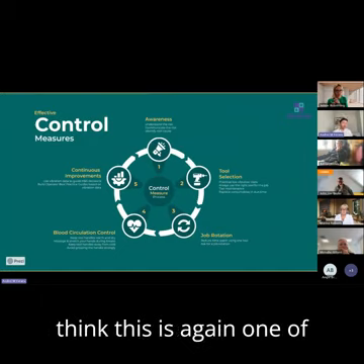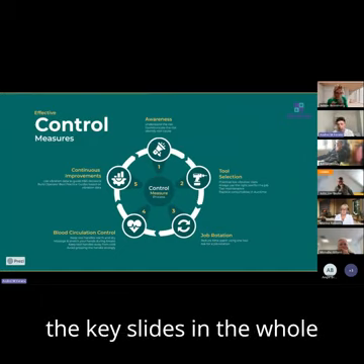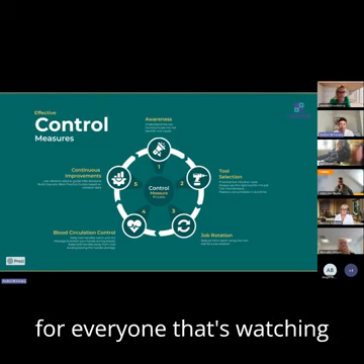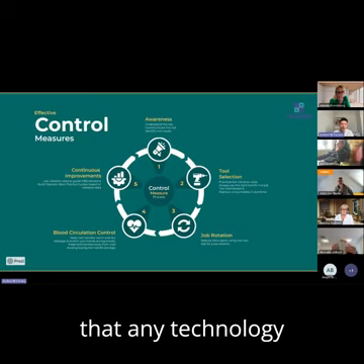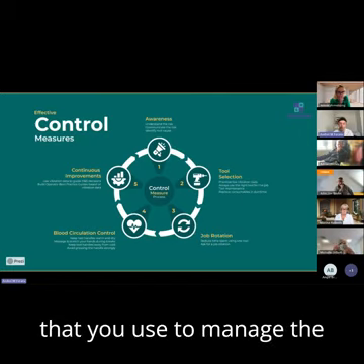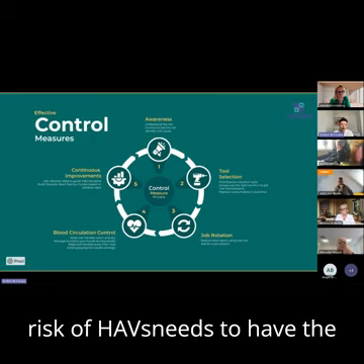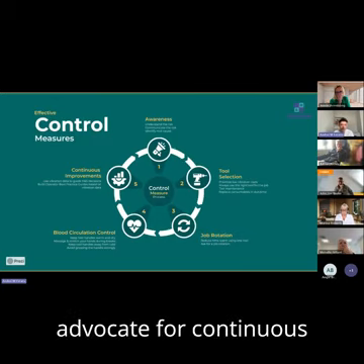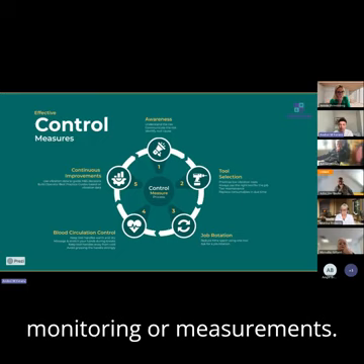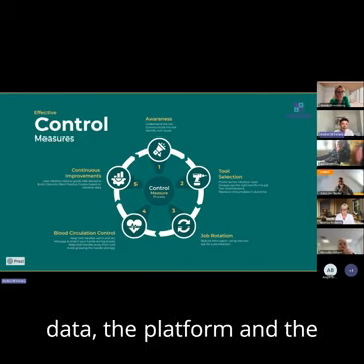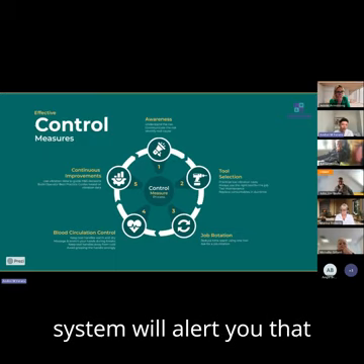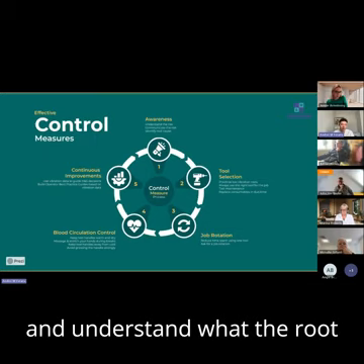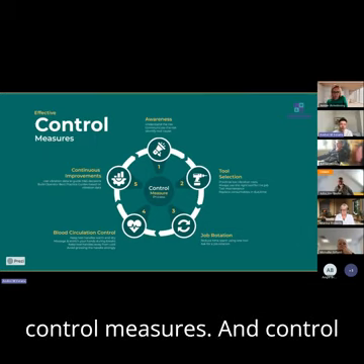And then control measures. I think this is, again, one of the key slides in the whole presentation. I want to make this point very clear for everyone that's watching, that any technology that you use to manage the risk of HAVS needs to have this central focus of arriving at control measures. We don't advocate for continuous monitoring or measurements. As soon as you have enough data, the platform and the system will alert you that you've reached a level where you can now look at the data and understand what the root cause is and implement control measures.